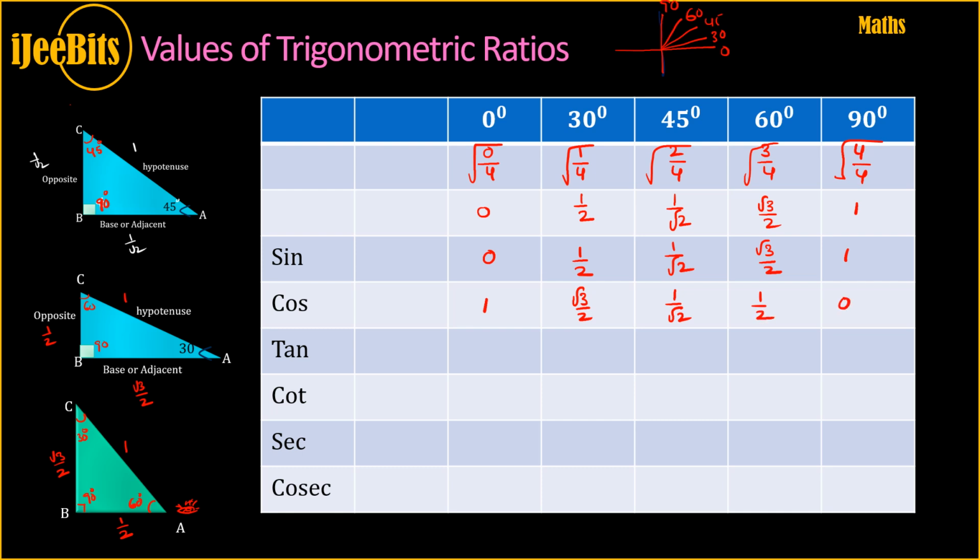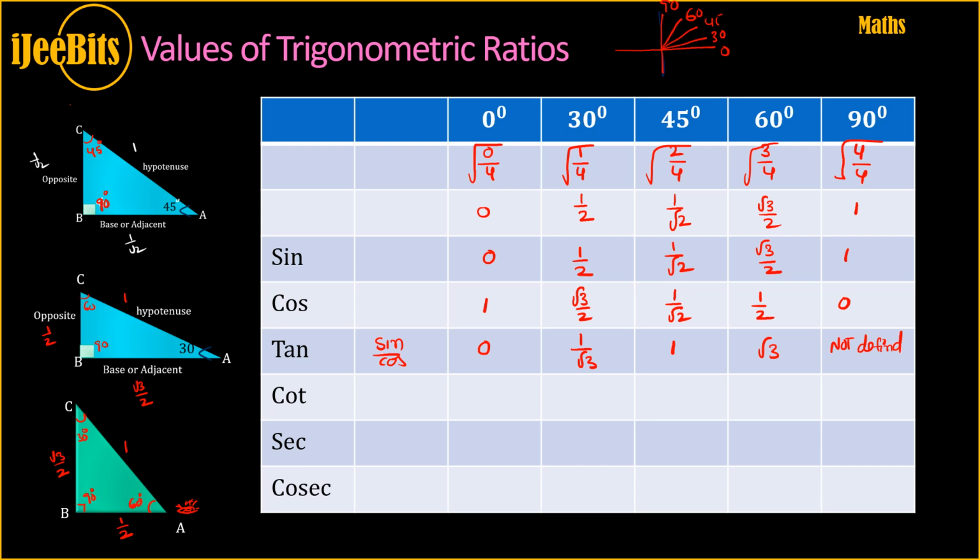Now tan, right? Tan means sine by cos. All you have to do is divide sine by cos. 0 by 1, how much? 0. 1 by 2 by root 3 by 2 means 1 by root 3. 1 by root 2 by 1 by root 2 means 1. Root 3 by 2 by 1 by 2 is root 3. 1 by 0 means not defined.